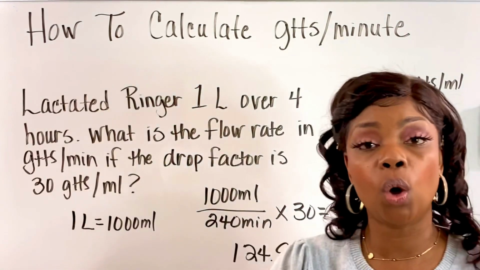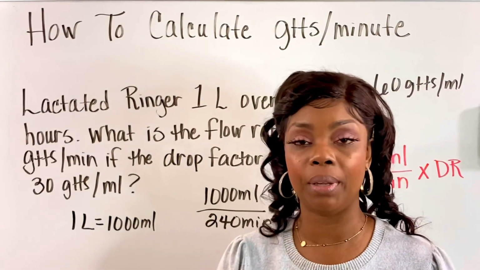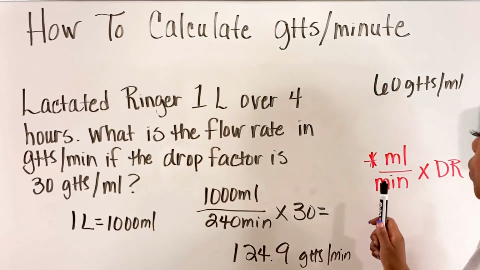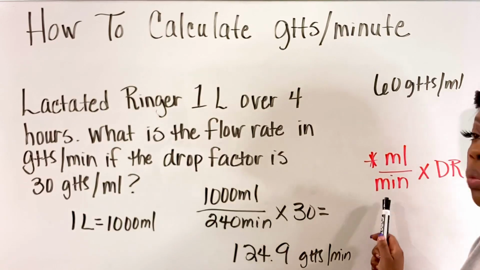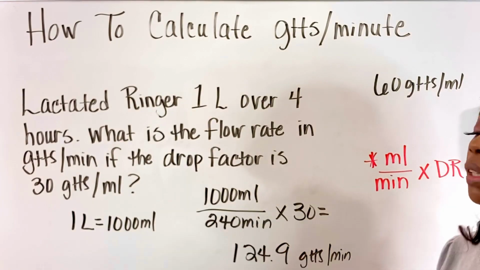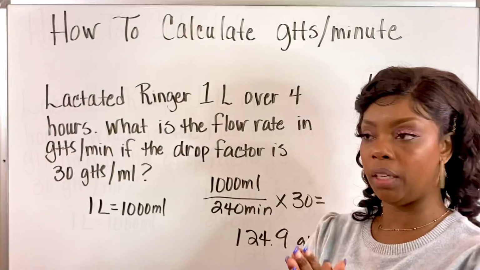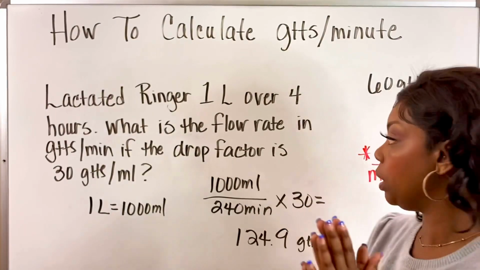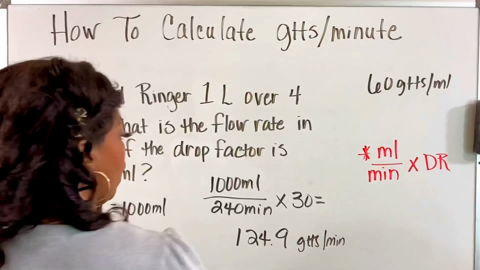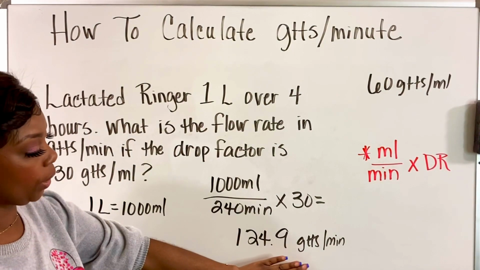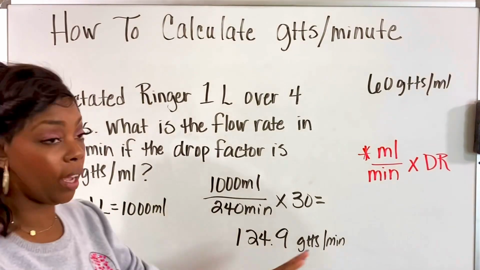Let me know if you did in the comments. Let me know if you caught on to this pretty quick with using this formula. Remember, if you don't remember this formula, there's no way that you're going to know how to do this, okay? Sorry about that, you guys, my video cut out. But this is exactly how you work this problem out. 124.9 drops per minute will be your final answer.